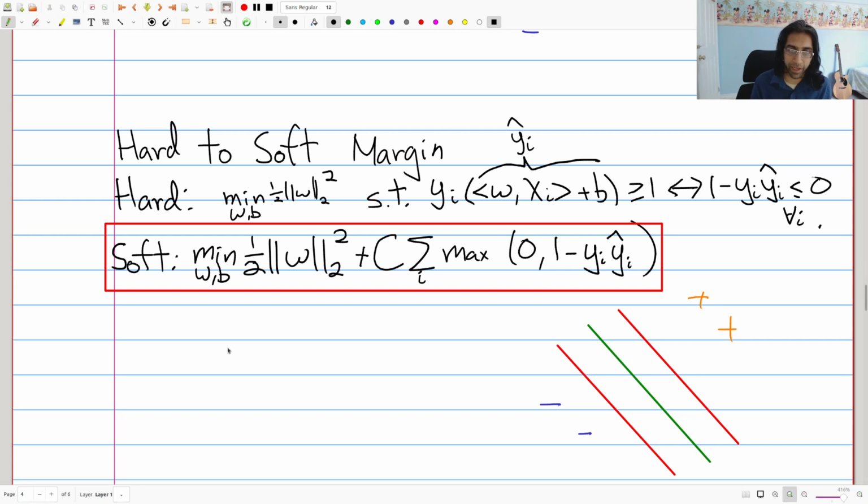So let's take a look at the first, which is the easiest case. If 1 minus yi hat is less than or equal to 0, then, I'm not sure if there's a formal term for this, but I personally call this strongly correctly classified. So let me just say it's on the right side of the margin.